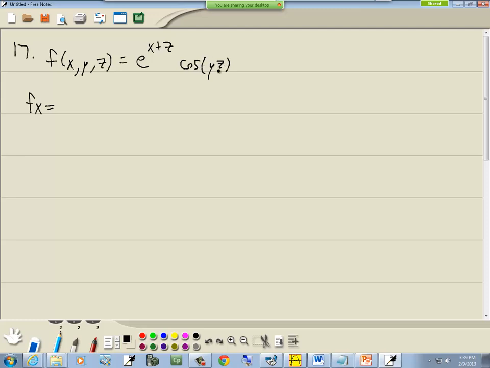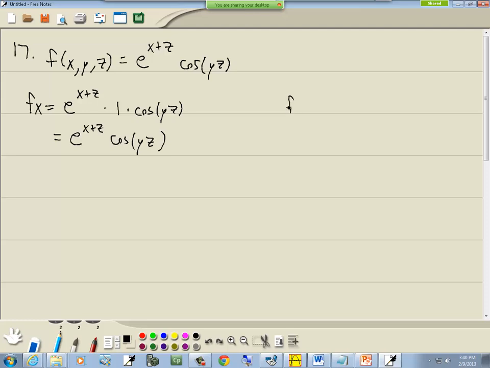Cosine yz, there's no x in this, so this is a constant, so it just remains. The derivative of e to a power is e to the power times the derivative of the power with respect to x, since we're taking a partial with respect to x. Well, that'd be 1, and then cosine yz remains. So that gives us e to the x plus z times cosine yz.